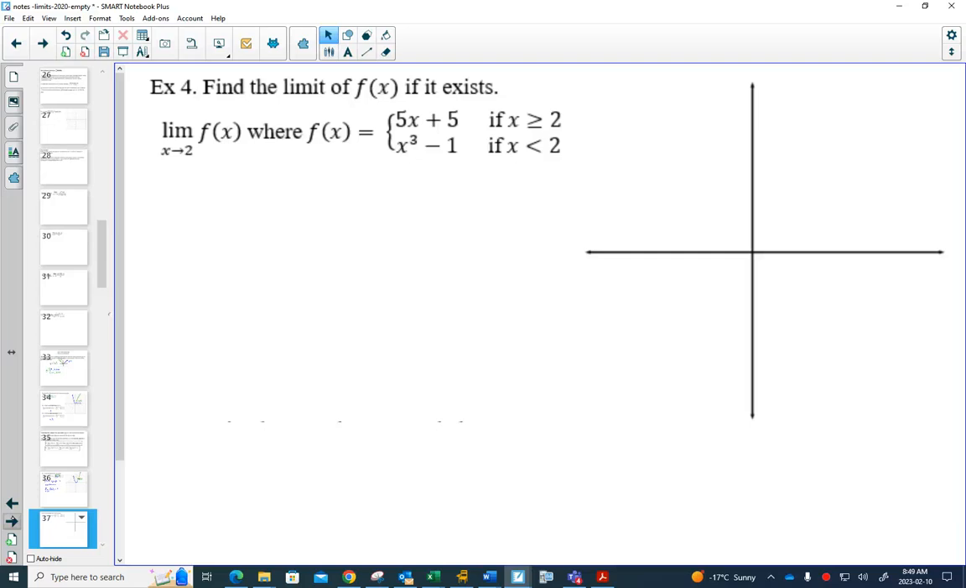Find the limit if it exists. So now we've got 5x plus 5 when x is greater than or equal to 2. So if I plug in 2 in that case, I'm going to get 2 comma 15.